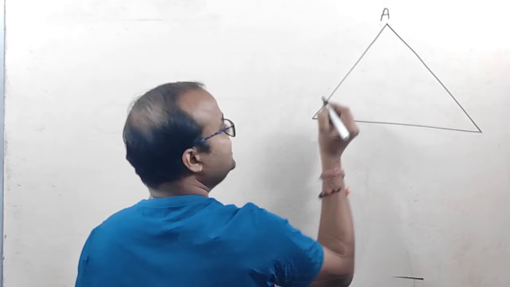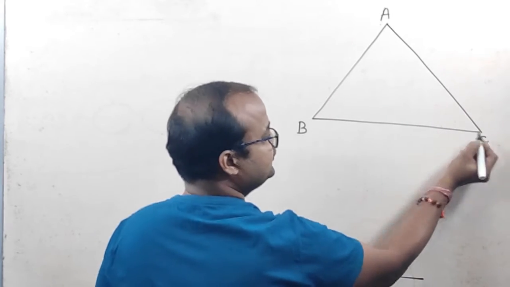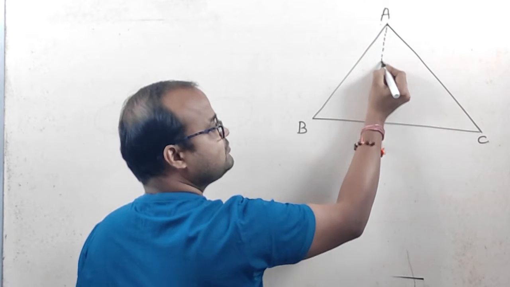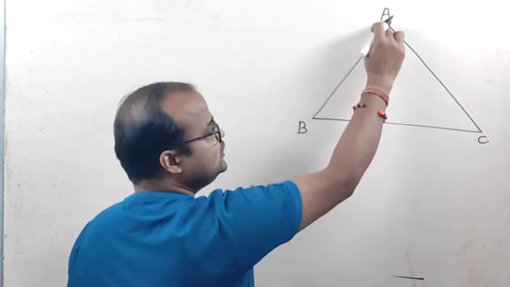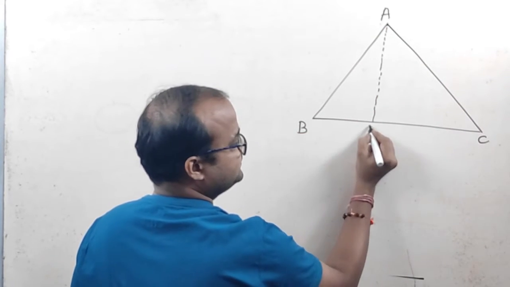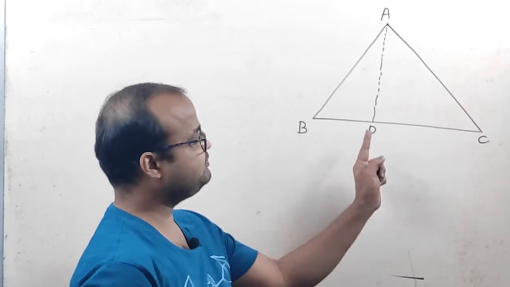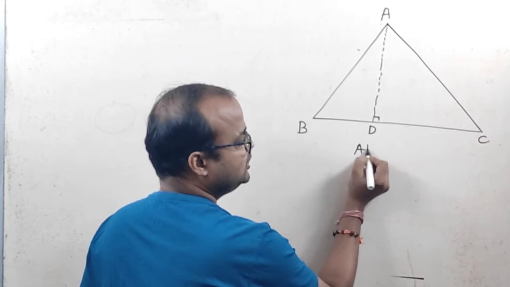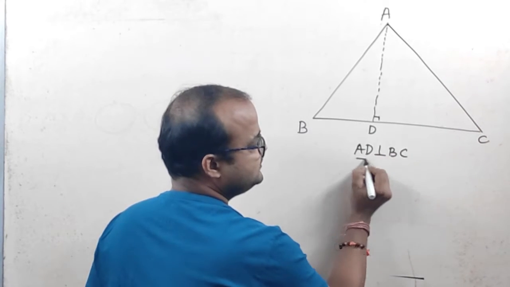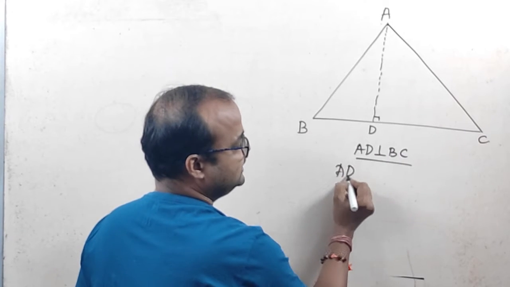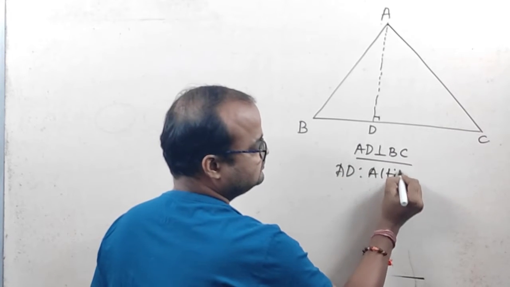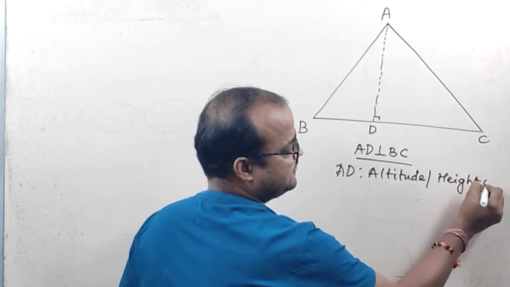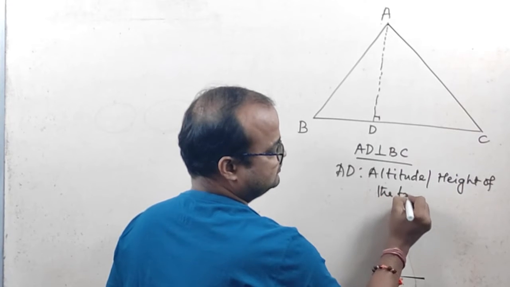Suppose in a triangle ABC, from the vertex A, if a perpendicular line is drawn to its opposite side BC such that it meets the side BC at the point D. Here AD is perpendicular to BC, then AD is called its altitude. It is also called the height of the triangle.